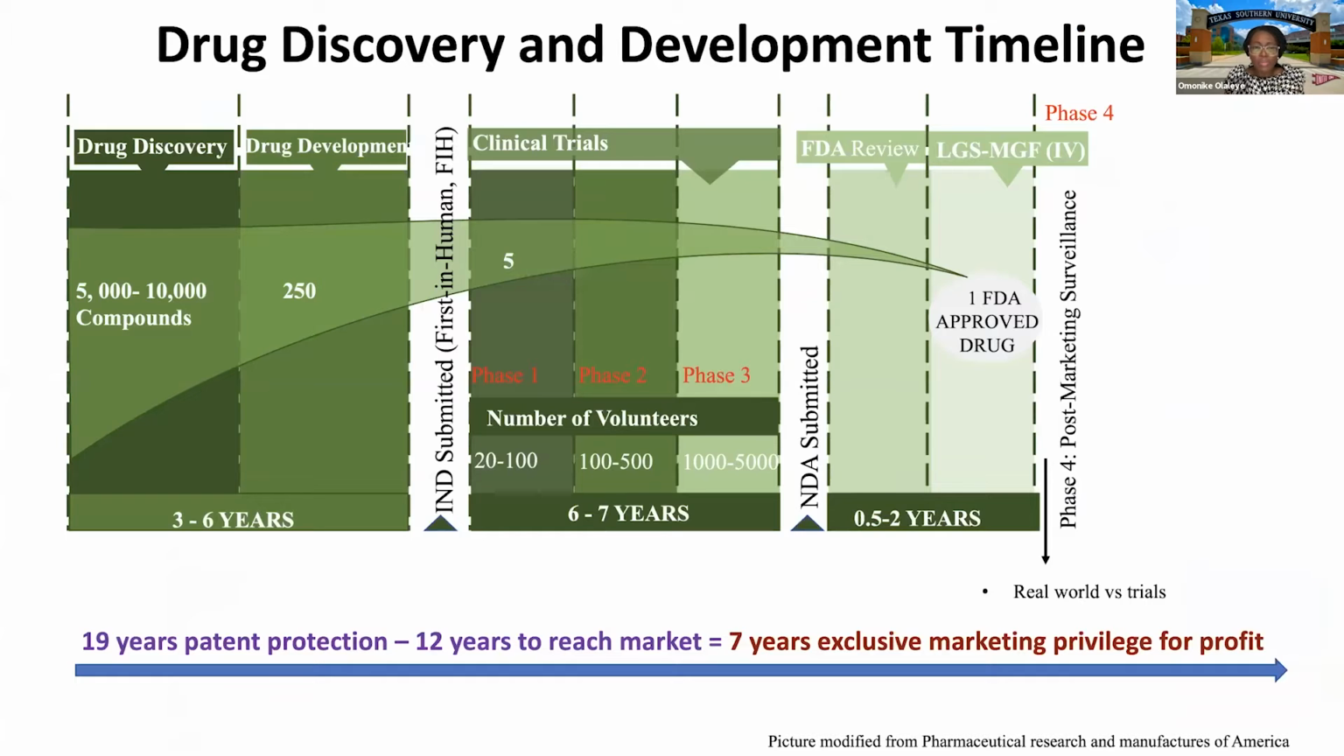And I just want to give you a brief overview of the timeline. It takes close to 20 years to go all the way from a discovery of a potential drug. In this case, I'm talking mostly about drugs, but it could be a procedure, it could be a device, it could be a test, all the way from discovery in the basic biomedical sciences to phase 4. So you have about 19 years for the drug companies. They look at their patent protection. It takes about 12 years to reach market, and they have about 7 years of exclusive marketing for profit.